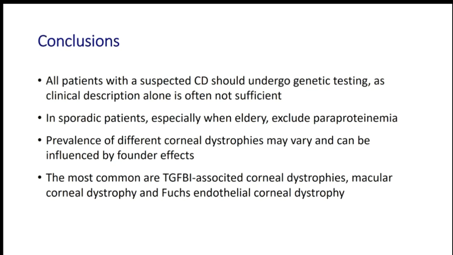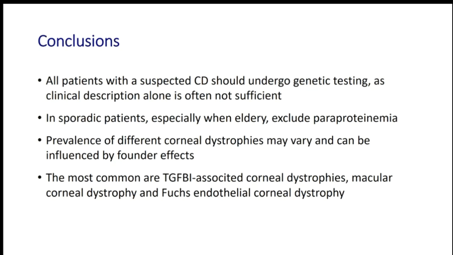In sporadic patients, especially when elderly, you should exclude paraproteinemia, and sporadic means there's no family history. Of course, except for Fuchs, which is readily identifiable. So in any sporadic patients with stromal or sometimes even epithelial weird opacities, bilateral.